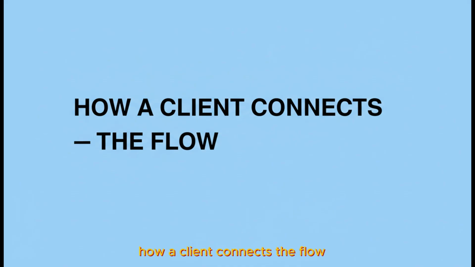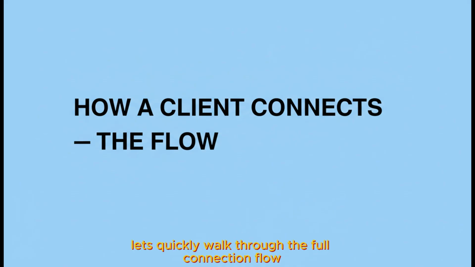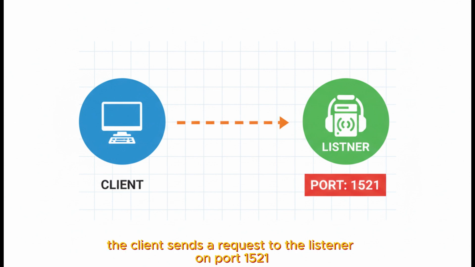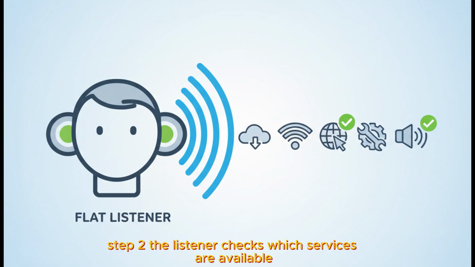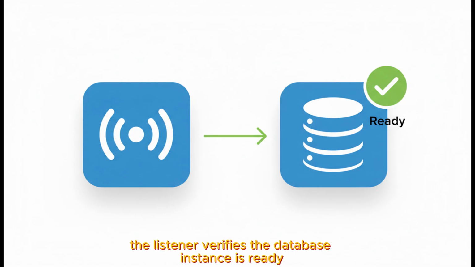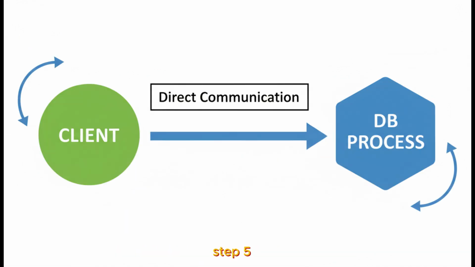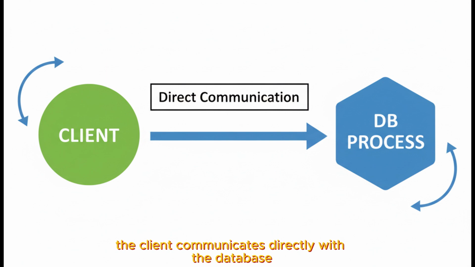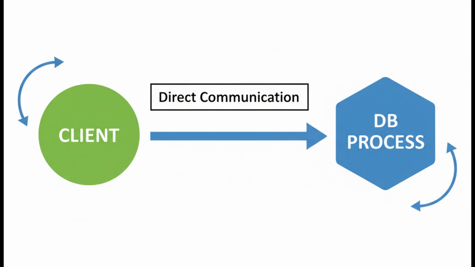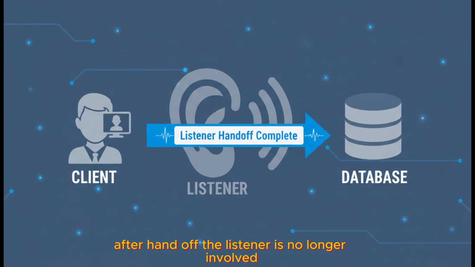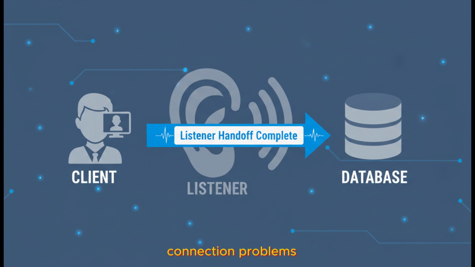How a client connects: the flow. Let's quickly walk through the full connection flow. Step 1. The client sends a request to the listener on port 1521. Step 2. The listener checks which services are available. Step 3. The listener verifies the database instance is ready. Step 4. The listener hands off the session. Step 5. The client communicates directly with the database server process. After handoff, the listener is no longer involved. Understanding this flow is key to troubleshooting connection problems.